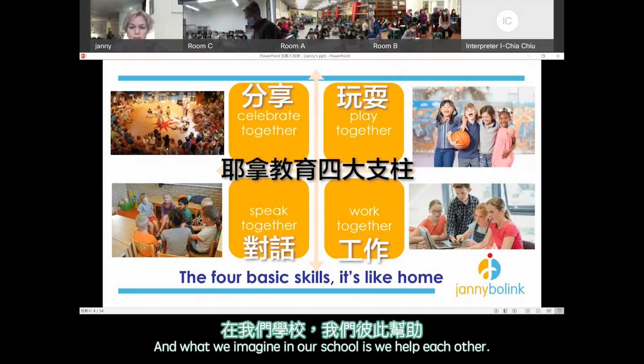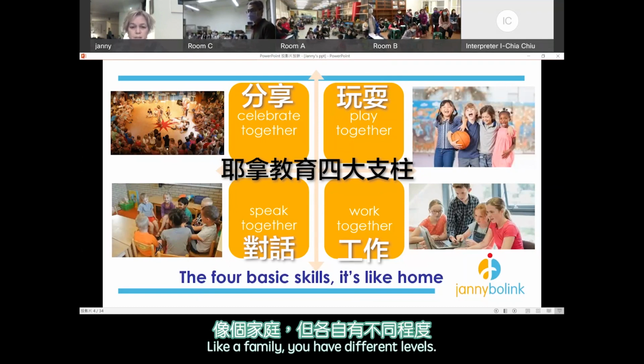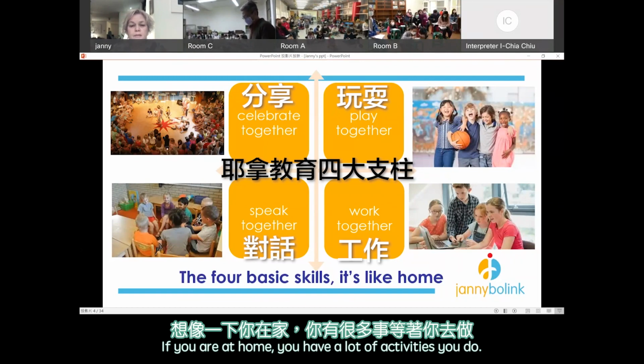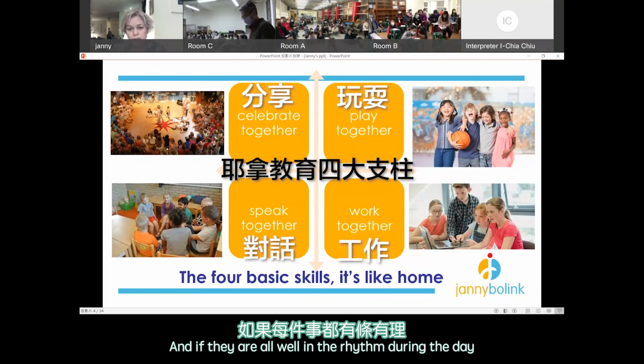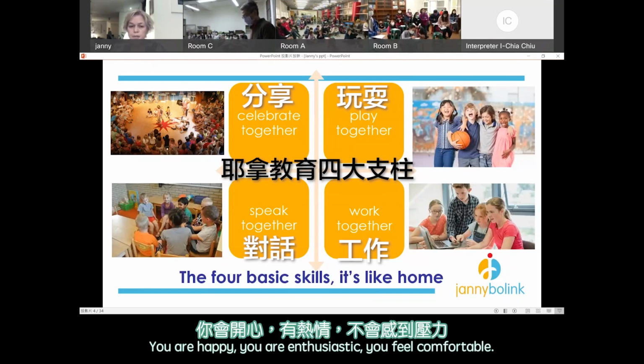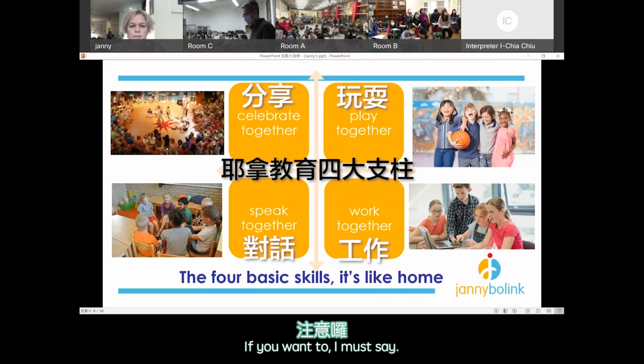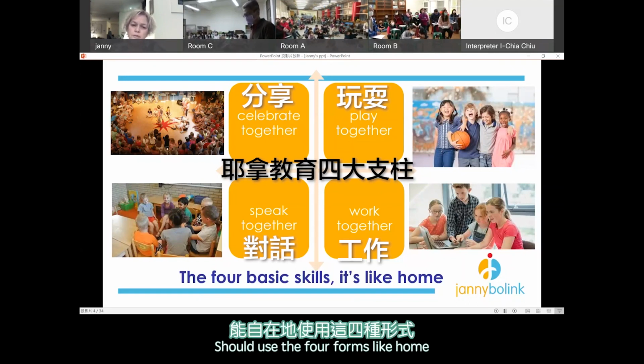And what we imagined in our Jenaplan schools is we help each other, we do it together. Like in a family, you have different levels. So we also use different levels in our school. If you are at home, you have a lot of activities, and if they are all in a rhythm during the day, you are happy, you're enthusiastic, you feel comfortable. In our schools, we use the four forms like at home.